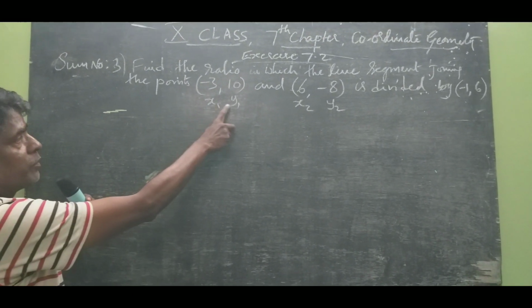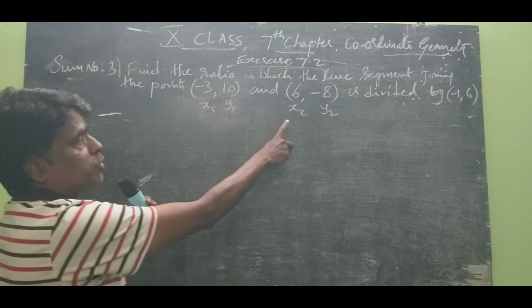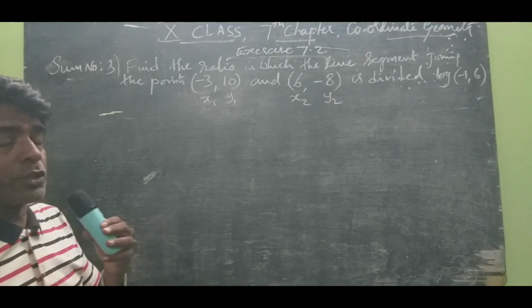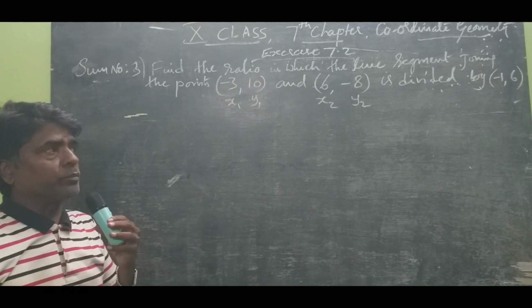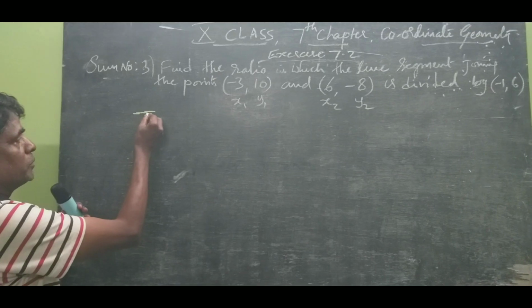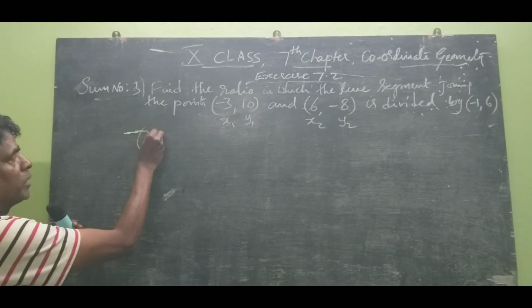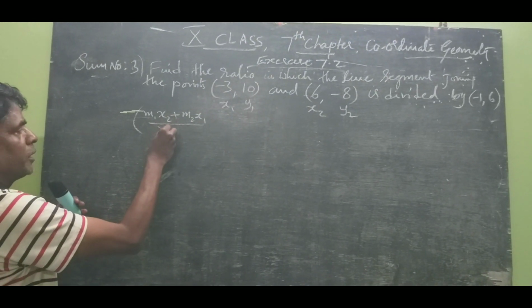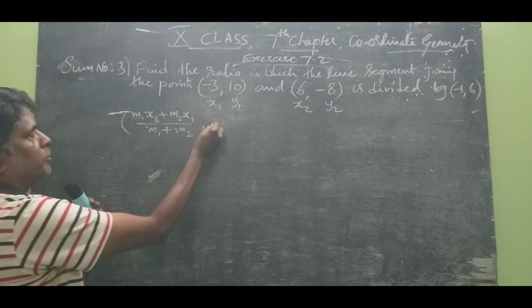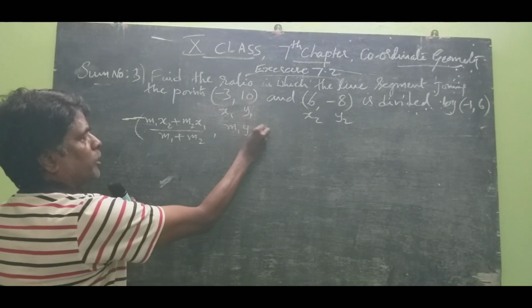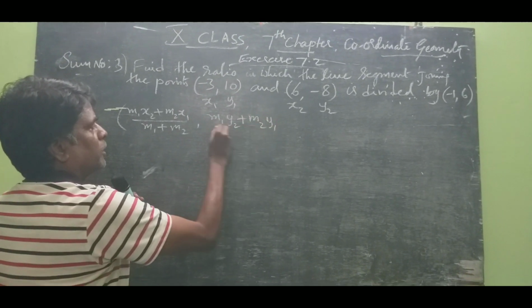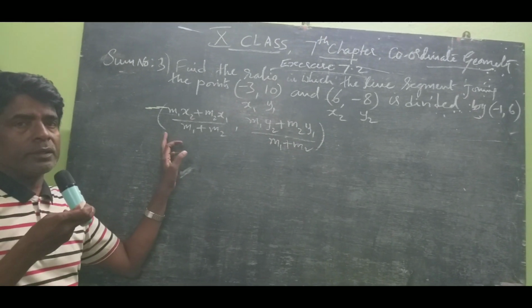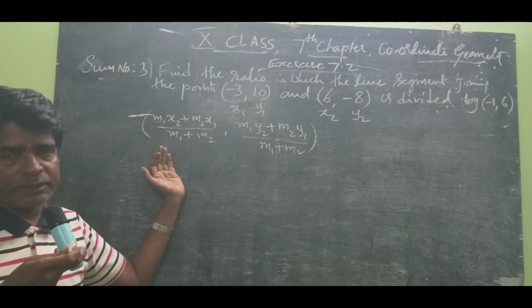So x1, y1 is (-3, 10). x2, y2 is (6, -8). We have to take the ratio as m1 is to m2. Take the formula: (m1 x2 plus m2 x1) by (m1 plus m2), comma, (m1 y2 plus m2 y1) by (m1 plus m2). You all already know this formula. We have learned it in the first and second sum.